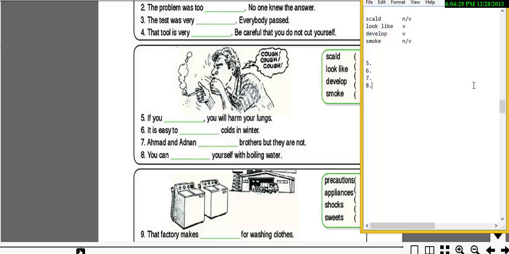So let's just try to think, presuming you don't know the meaning of scold and develop. You only know look like and smoke. Now you want a sentence that tells you about smoke. It's number 5 actually. If you smoke, you will harm your lungs, because you don't know the meaning of develop and scold. Now look like is something similar, so we've got 2 people, and it's most likely number 7.